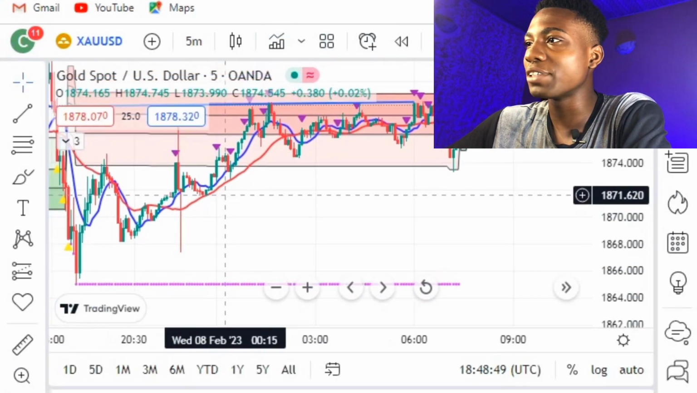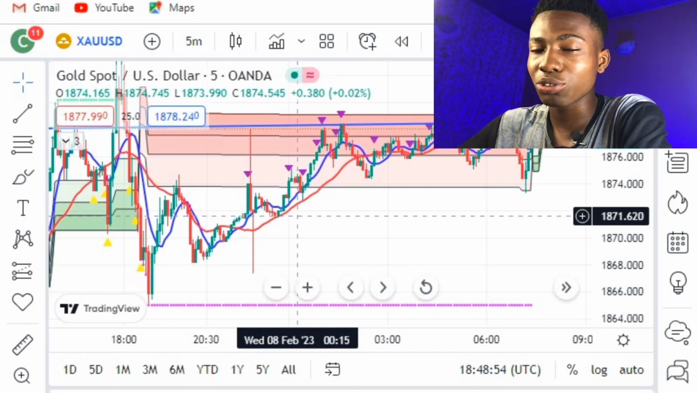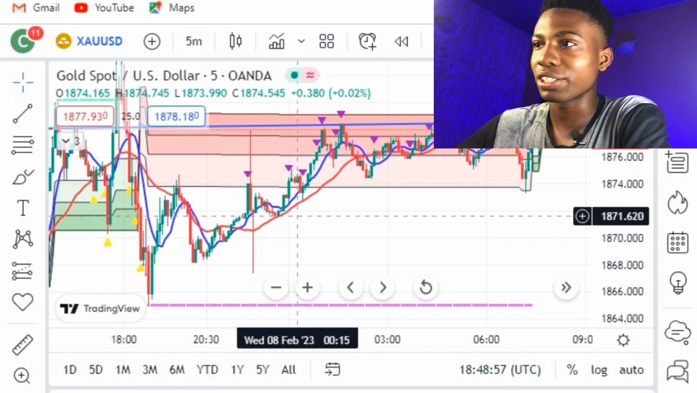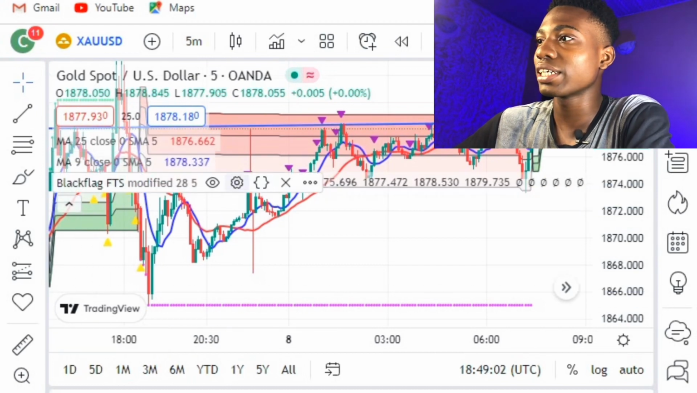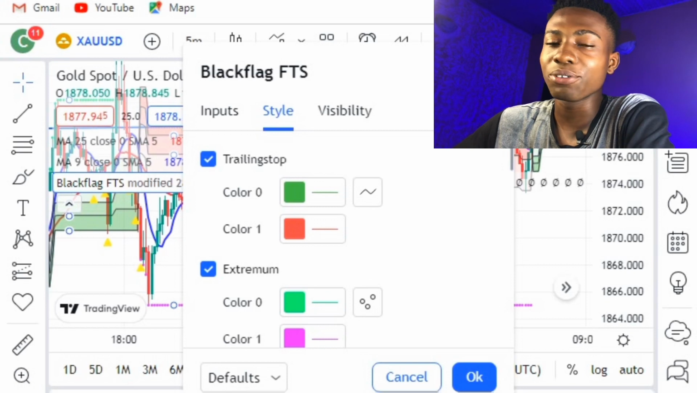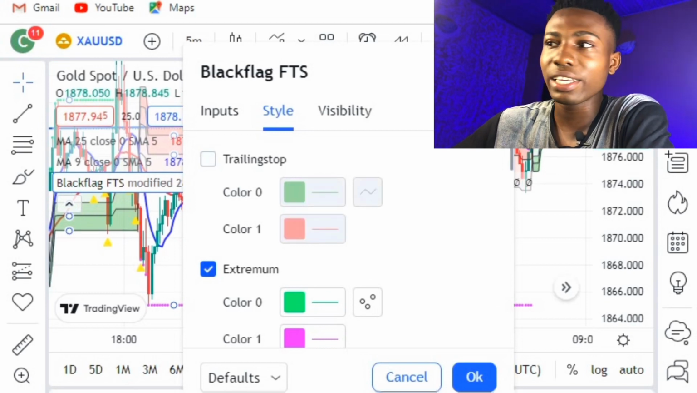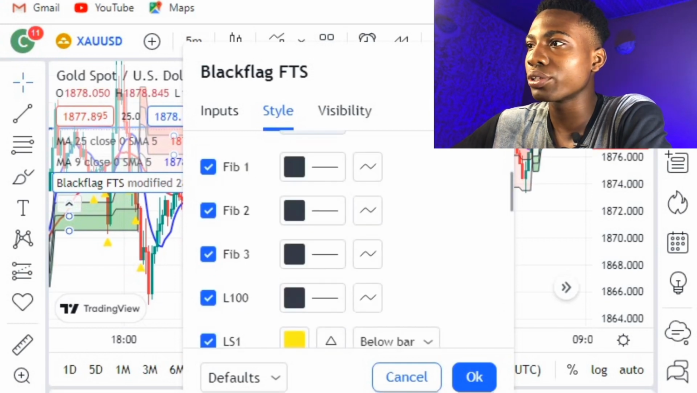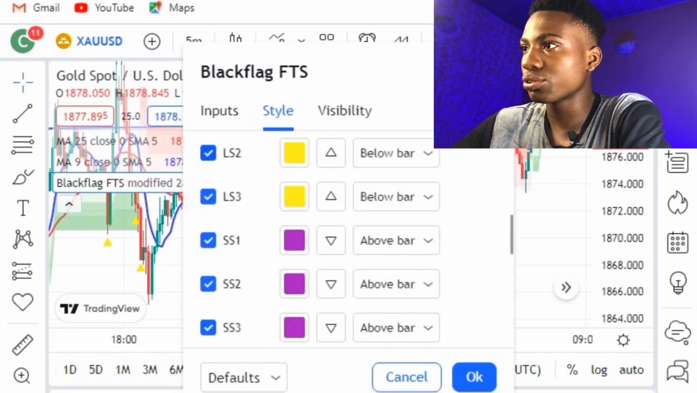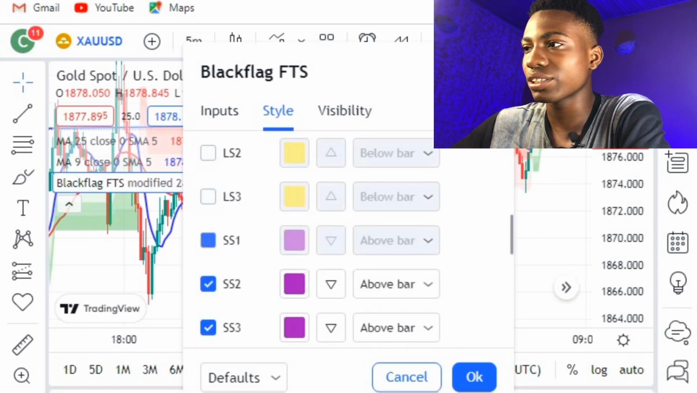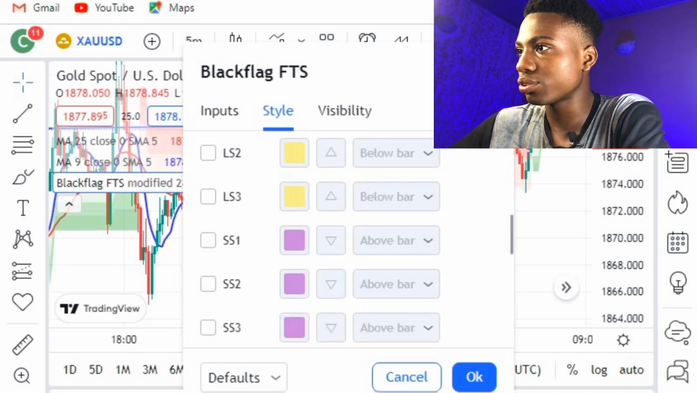Now once you already have this on the chart, it's looking a little bit messed up. What you have to do is correct some things, so pay attention. Go to the indicator section, backtest flag, go to the settings, and you have to start unticking a lot of things right here. You can untick trailing stop, untick Extorium, untick Fib 1, Fib 2, Fib 3, L100, LS1, LS2, LS3, SS1, SS2, SS3. There's still some other things we need to do right here.